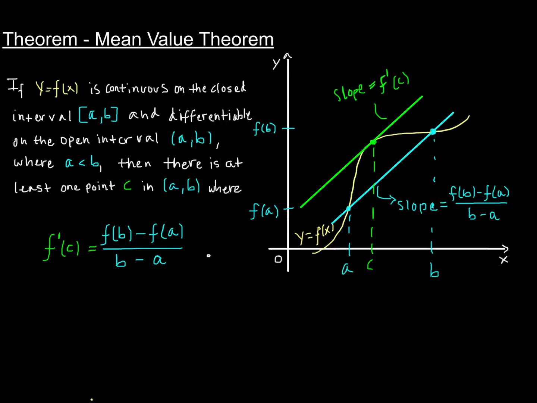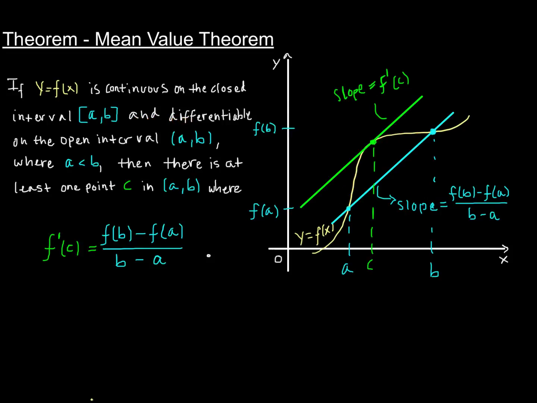Alright, so here's the formal statement of the theorem. Go ahead and write this down, and then we'll go through it piece by piece. So if y equals f of x is a continuous function on the closed interval from a to b, so this is exactly what we wrote down. I tried to color code it here. This function has to be continuous on the interval from a to b, including a and b. Certainly that's the case here.